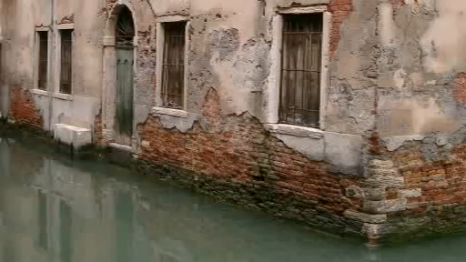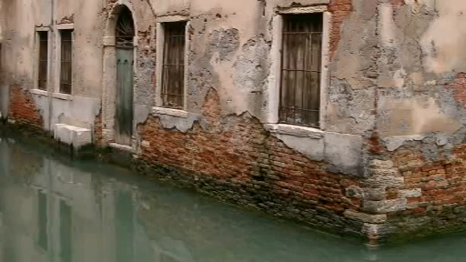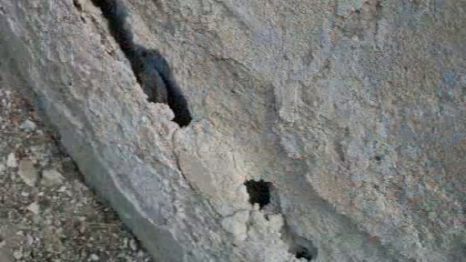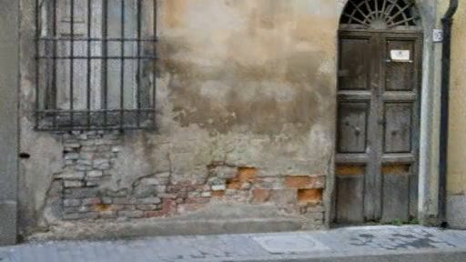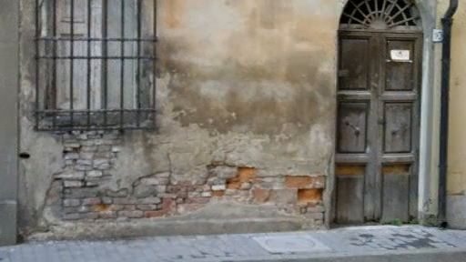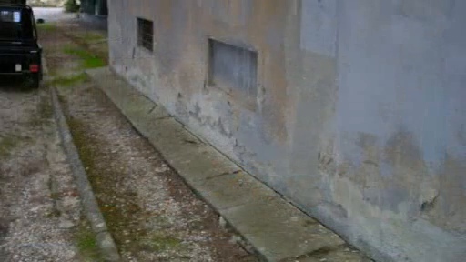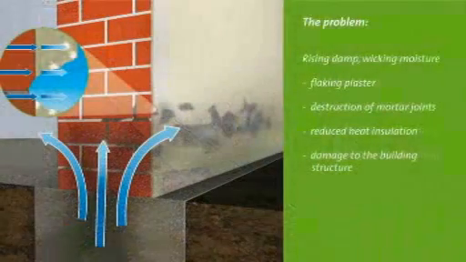In older buildings, you often see a common damage pattern. In the lower areas of the foundation walls, the paint peels or the plaster flakes off. Often, the damage is so severe that the joint work is damaged and the structural stability of the building is endangered. These typical damage patterns all have the same cause, rising damp or wicking moisture.